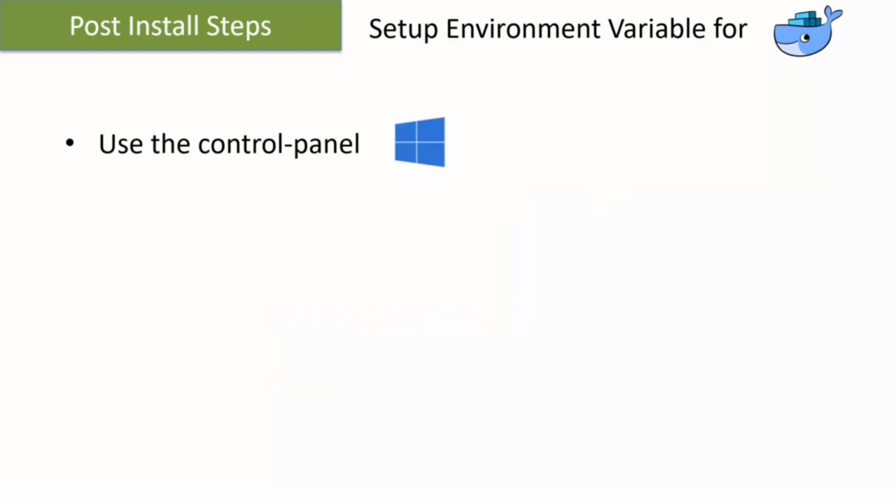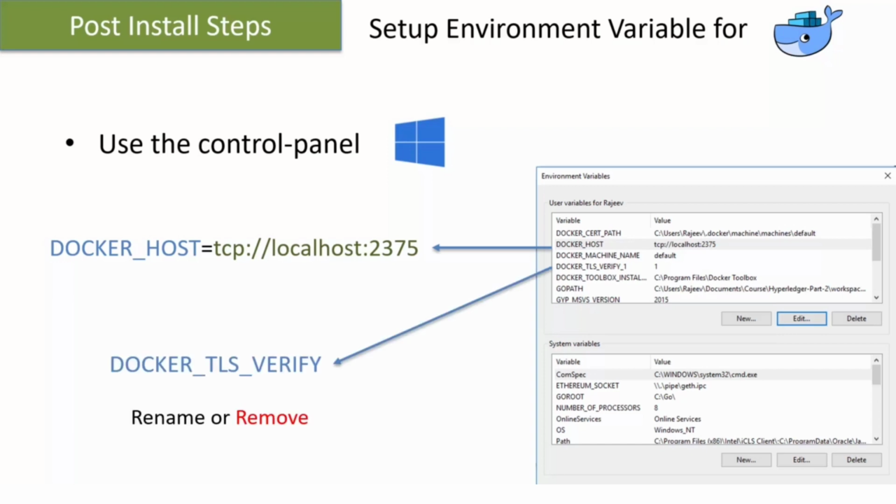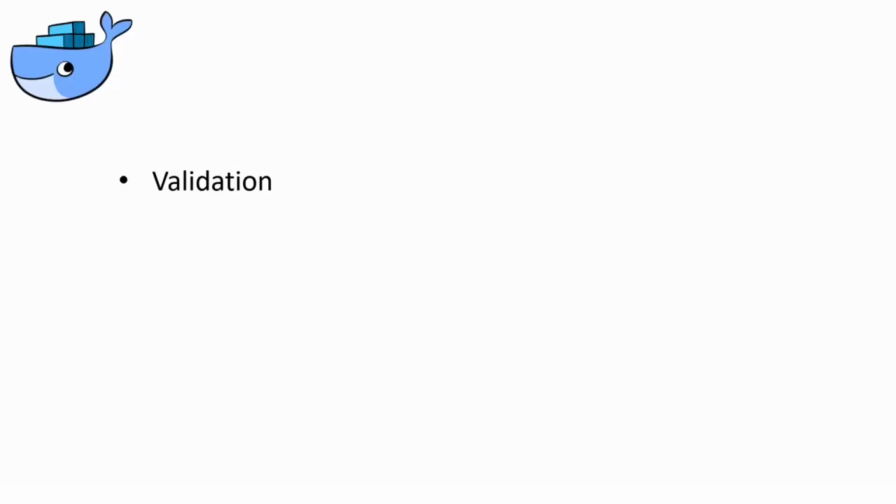If you are on Windows, then you can make use of the Control Panel for making changes to the environment variables. So here I have set the DOCKER_HOST, and you will observe something interesting here. Instead of removing DOCKER_TLS_VERIFY, I have renamed it. So you can either rename it or remove it. Both will work.